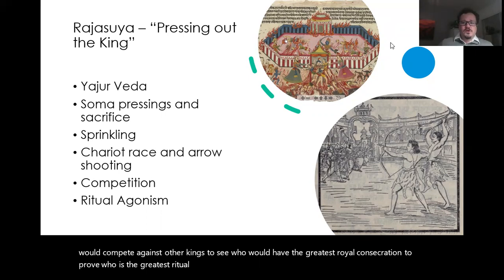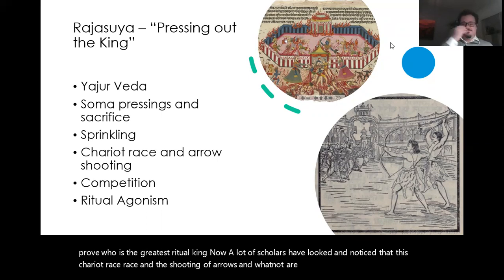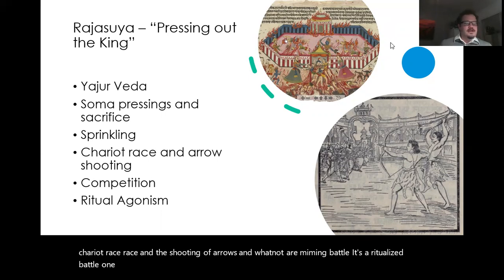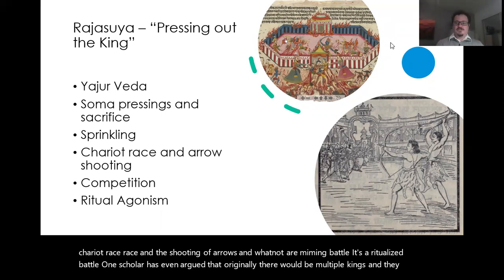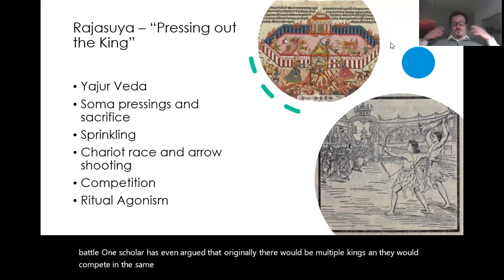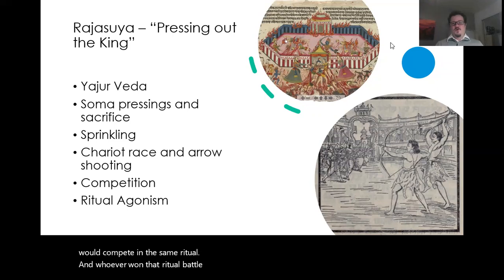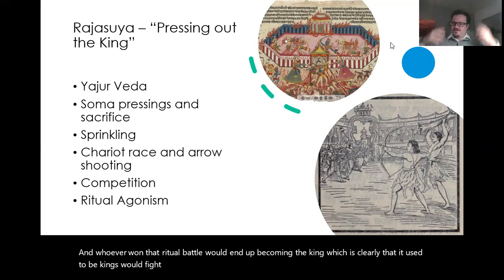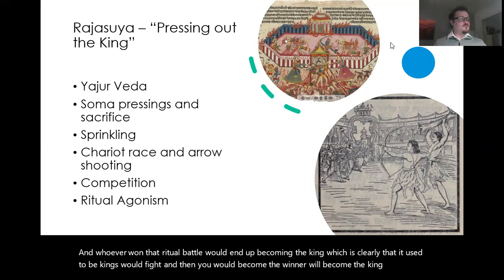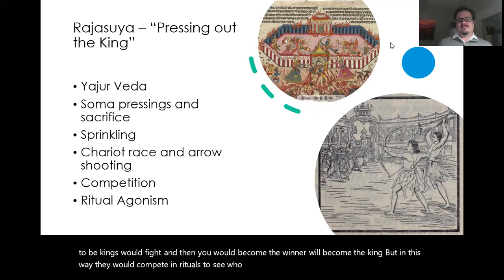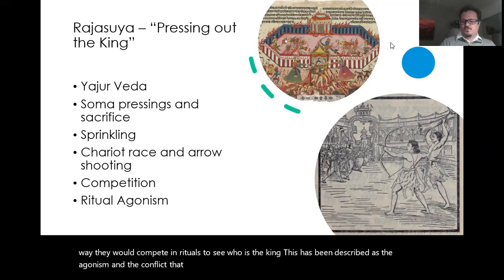Now, a lot of scholars have noticed that this chariot race and the shooting of arrows are miming battle. It's a ritualized battle. One scholar has even argued that originally there would be multiple kings competing in the same ritual, and whoever won that ritual battle would become the king. It used to be that kings would fight and the winner would become king, but in this way they compete in rituals to see who is the king. This has been described as the agonism and conflict found within Vedic ritual.